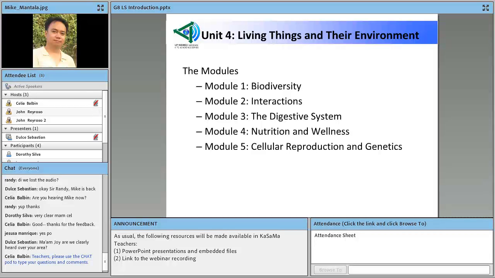Each of these modules starts with essential questions that are germinated from the big ideas. The activities in each module were developed in such a way that these questions are answered and that these big ideas are made part of the students' enduring understanding.